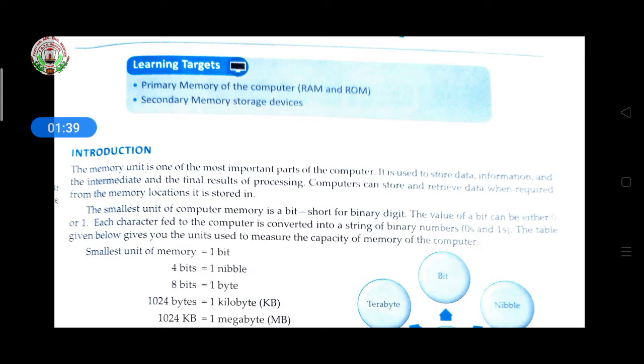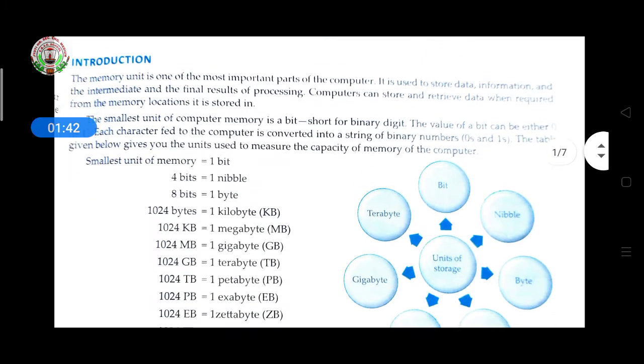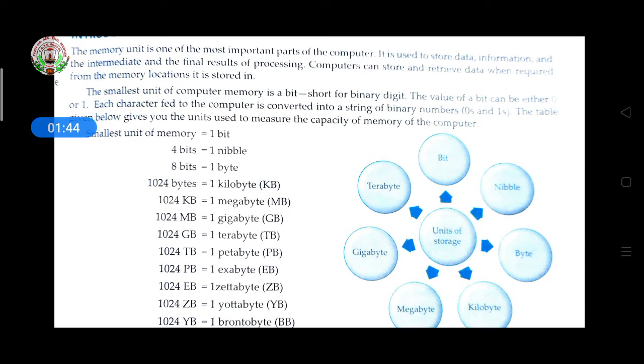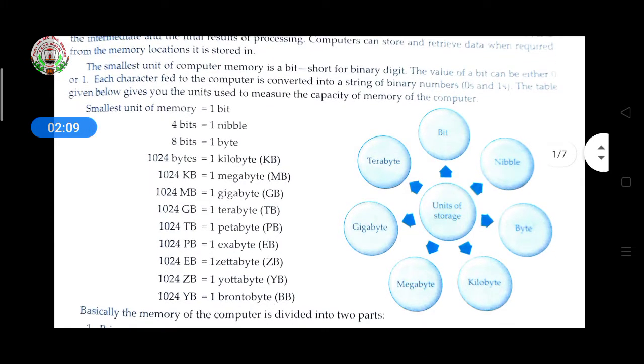Then the smallest unit of computer memory is a bit, short for binary digit. So underline this, students, underline this. The smallest unit of computer memory is a bit. The short form of binary digit is bit. So in a multiple choice question or in fill in the blanks, this type of question will come. Then the value of the bit can be either 0 or 1. Each character fed to the computer is converted into a string of binary numbers, 0s and 1s. The table given below gives you the units used to measure the capacity of memory of the computer.